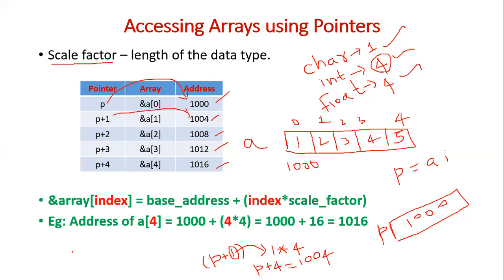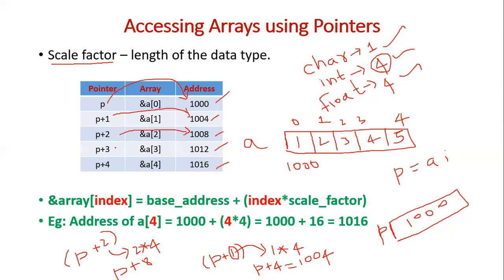Now what is P plus 2? You should do the same thing. It is not just 2; this 2 should be multiplied with the scale factor. 2 into 4 becomes 8, so it is P plus 8. P is always 1000 because P always points to the base address. So 1000 plus 8 is 1008.